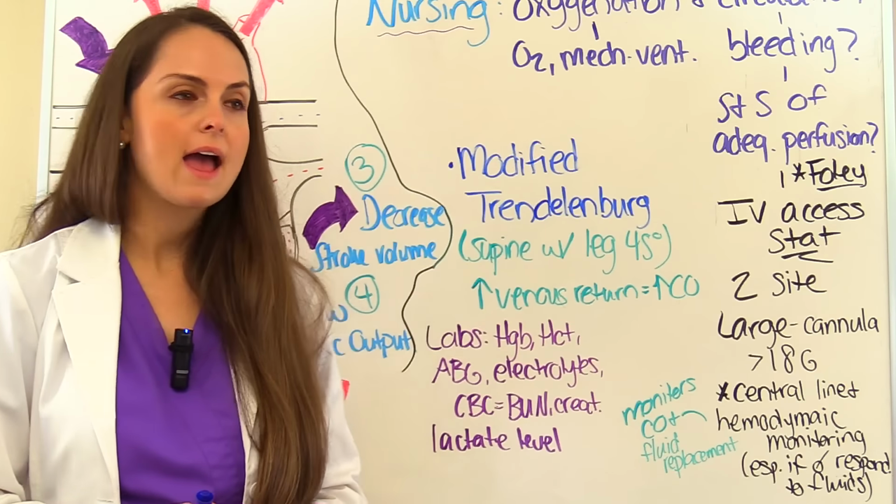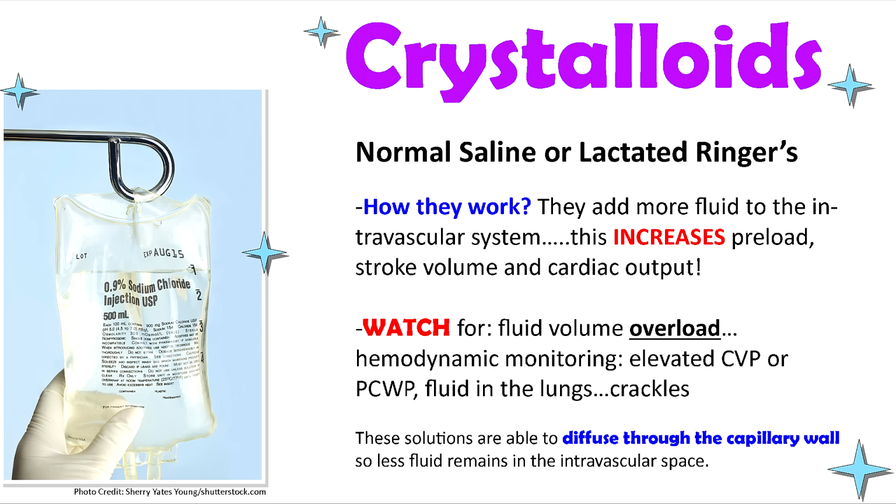Well, normal saline or lactated ringers, and how they work is that they add more fluid to the intravascular system, and this is going to increase preload because it will increase how much fluid's coming back to the heart, and stroke volume and the cardiac output. So with this, you have to watch for fluid volume overload, like I was talking about earlier.